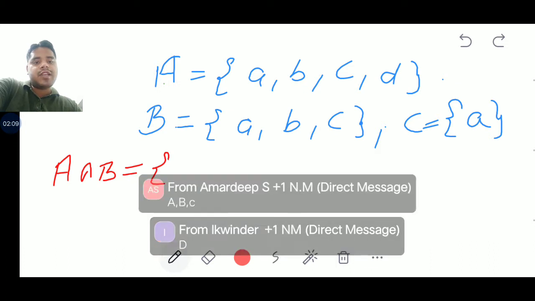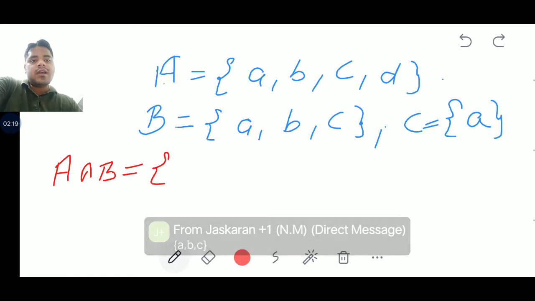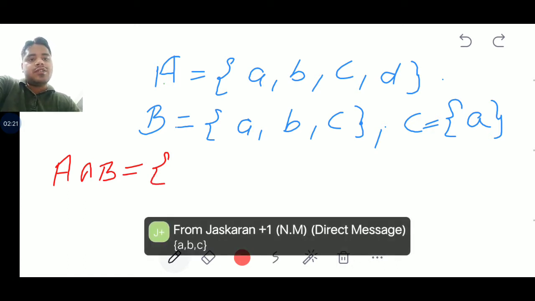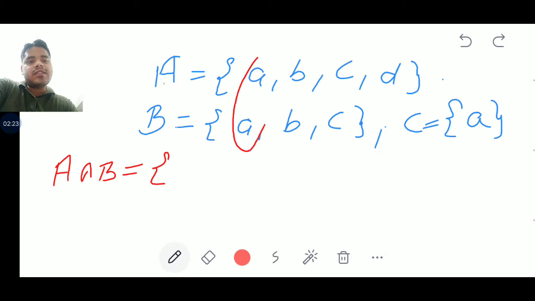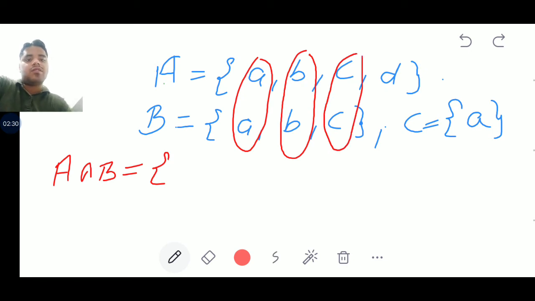Jaspinder, रोस्टर फॉर्म नहीं लिखनी है, only write the elements. D कहां से आ गया? D तो है ही नहीं यहां पे कहीं पे. I have to write the common elements only. So what are the common elements? A is common in both A and B, C is common in both, and B is common in both. So A intersection B is equal to A, B and C.